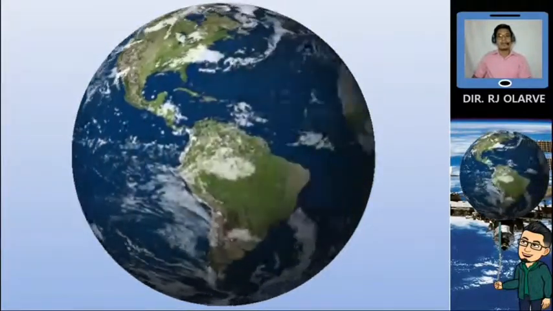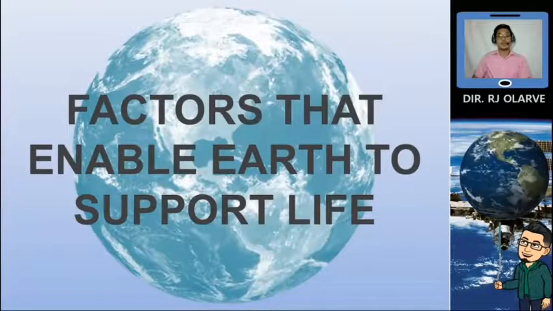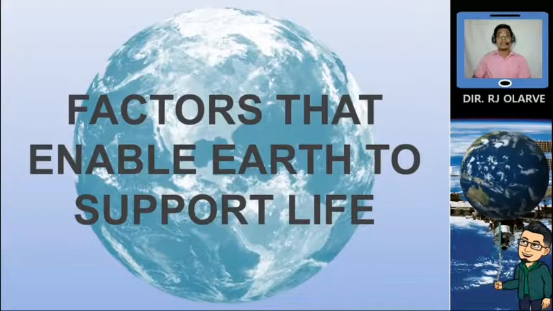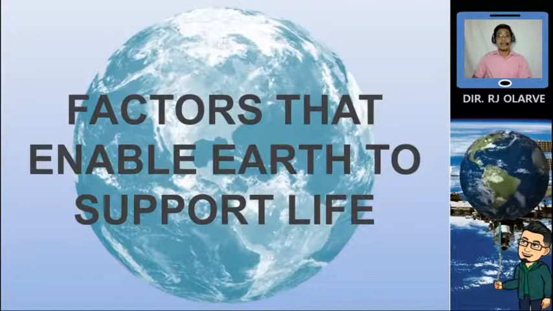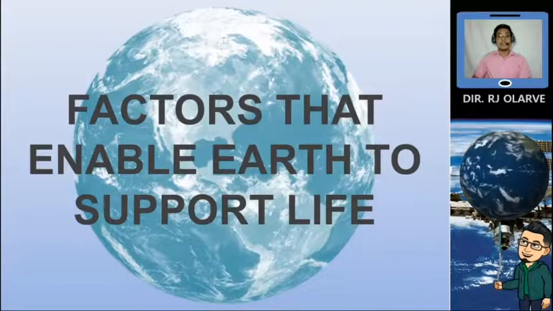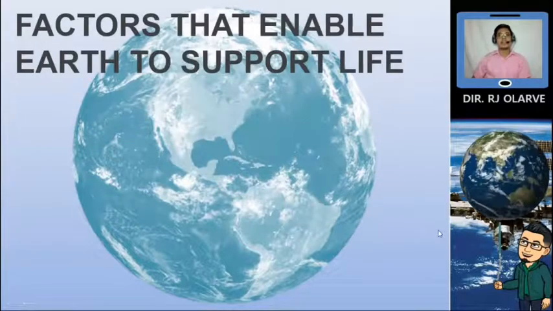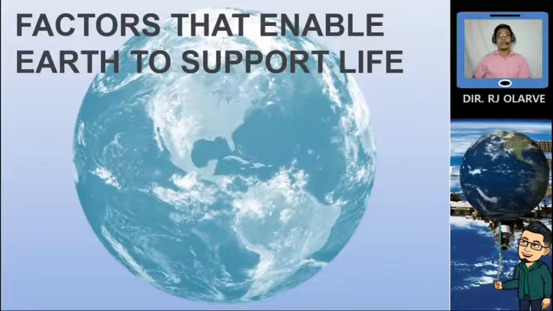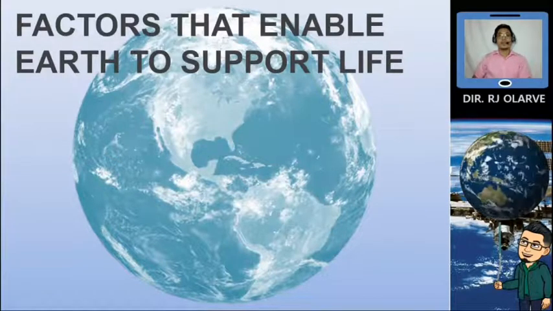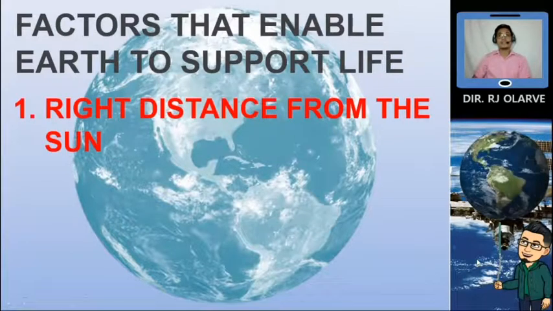And now, the question is, what are the different factors that enable Earth to support life? And at this point in time, I am requesting you to please kindly get your module and a pen and listen very carefully so that you can fill in the blanks with the correct information. And let's proceed with the different factors that enable Earth to support life. Actually, there are 8 identified factors that enable Earth to support life. And what are these? First is the right distance from the sun.